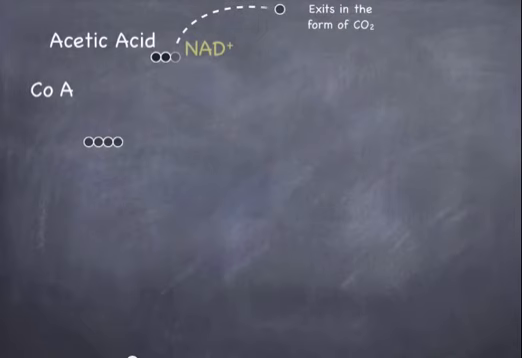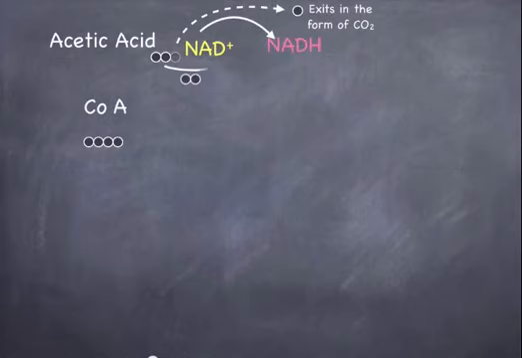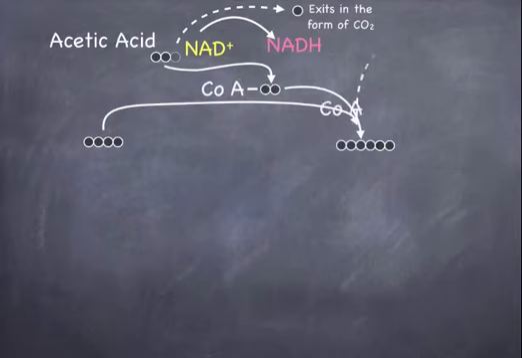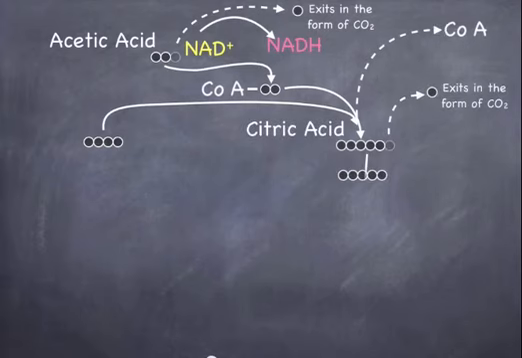From here, we take a pyruvic acid and we break off a carbon, and that's released in the form of carbon dioxide, and we get NADH from that. That breaks it into acetic acid. It then combines with the enzyme CoA to combine with another 4-carbon molecule, and that creates citric acid, and that citric acid doesn't need the CoA anymore, so you get rid of that.